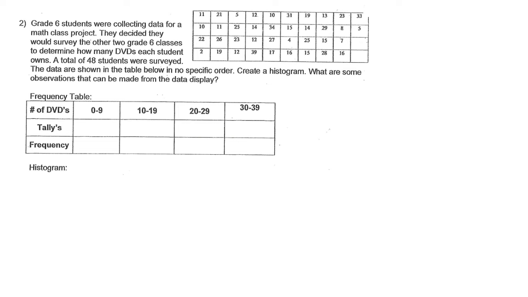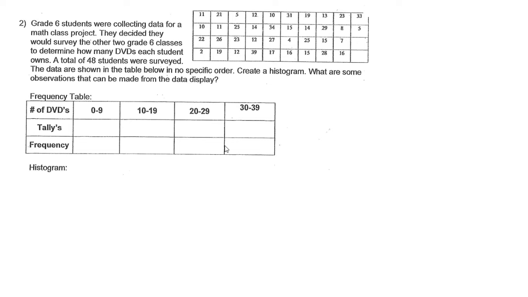Question number 2 says, grade 6 students were collecting data for a math class project. They decided they would survey the other 2 grade 6 classes to determine how many DVDs each student owns. A total of 48 students were surveyed. The data are shown in the table below in no specific order. Create a histogram. What are some observations that can be made from the data display?